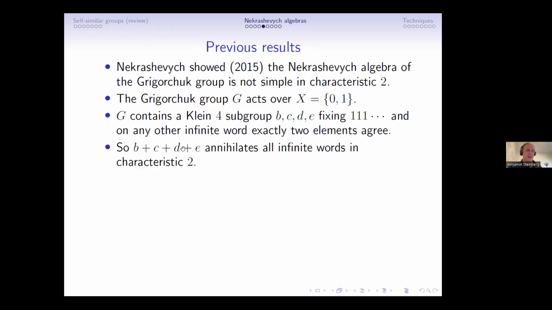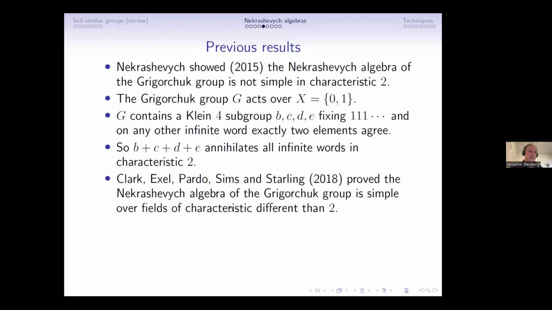And so if you add all 4 of these guys, in characteristic 2, they annihilate any infinite word. Either on 1, 1, 1, 1, 1, you'll just get 4 times that 1, 1, 1, 1, 1, 1, 1. And on any other infinite word, you're going to get 2 times whatever 2 of these guys do plus 2 times whatever the other 2 do. But you can show that this element is not 0 in the Nekrashevych algebra. And so this is something in the kernel of that representation, which is non-trivial in the original Nekrashevych algebra.